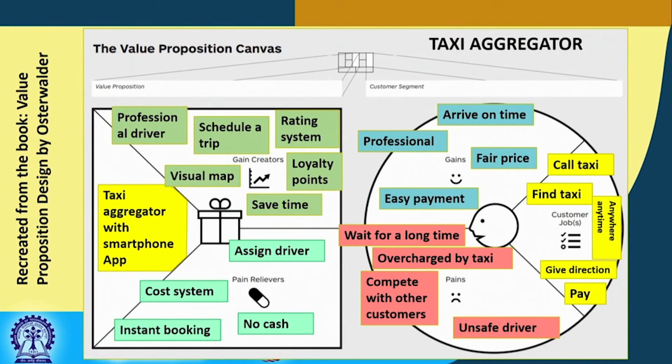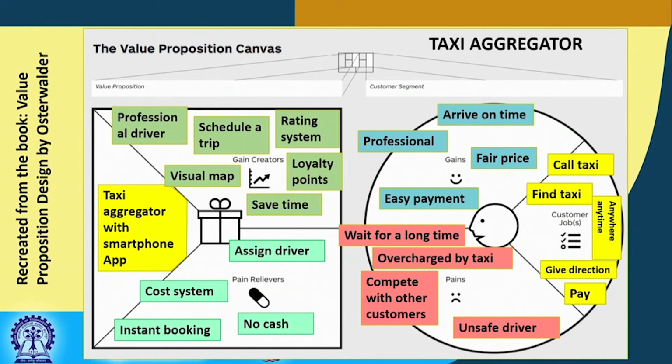Now, we have another example. This is about a taxi aggregator. This is a very nice example, and it is very easy to understand all the elements that are there, because we all feel the pain. So, we can empathize with the target audience, and we can appreciate the gain or the value that the company can bring. I took this from Alexander Osterwalder's book, Value Proposition Design. Value Proposition Design is the title of the book. I have the reference at the bottom.